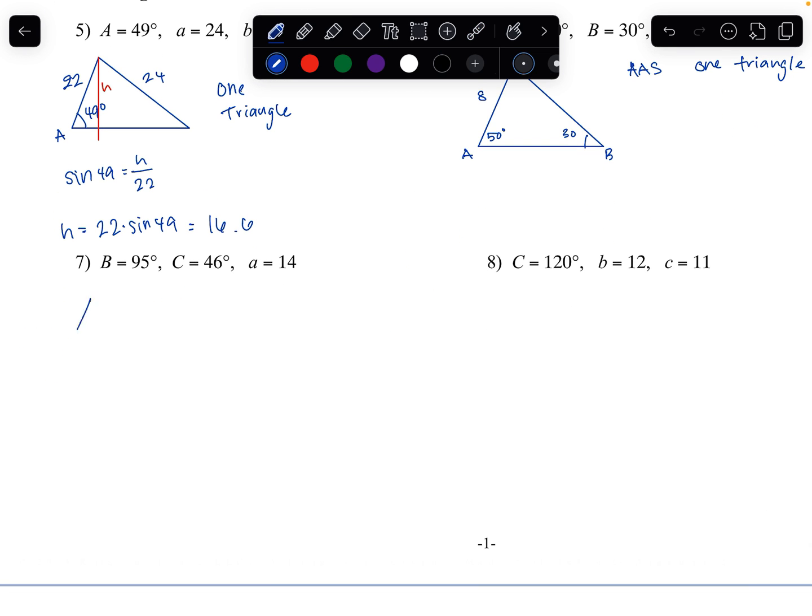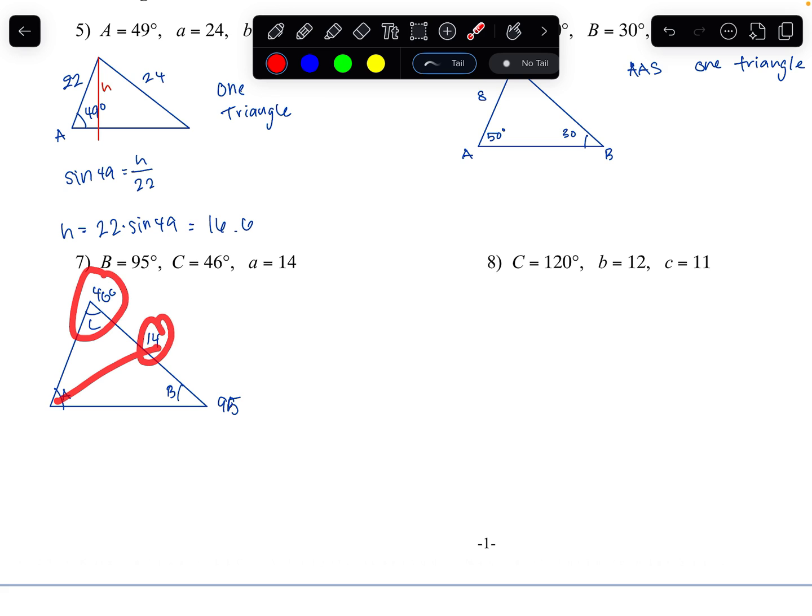Going on to 7, so make a triangle. We'll call this angle A. We'll call this angle B, which would mean that this is 95 degrees. We'll call this angle C, which means that this is 46 degrees. And we have angle, side A, and side A would be right here since that's opposite. So in this case, we have an angle, a side, and an angle. So angle, side, angle. And same reason, this can only make one triangle. Same reason as number 6.